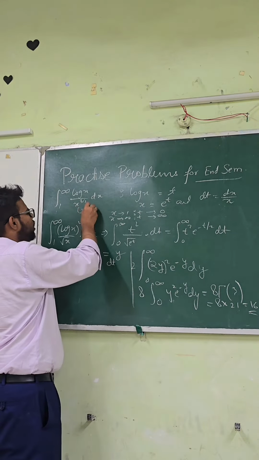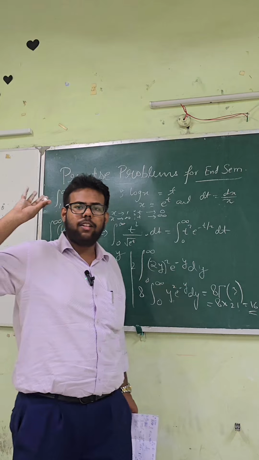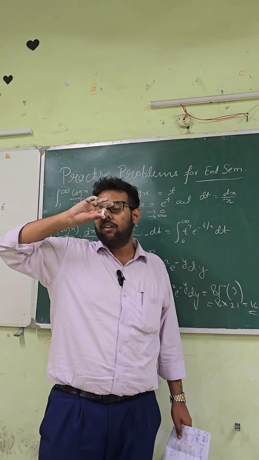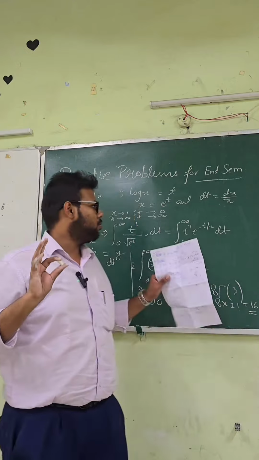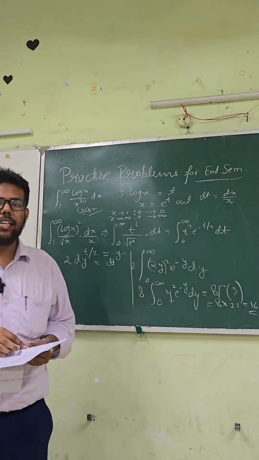Since you got the converging value, it means the summation which was given, from 1 to infinity of log of x whole square by n to the power 3 by 2, is also converging, right? So I hope you understood this problem. Okay, now let's see another problem.